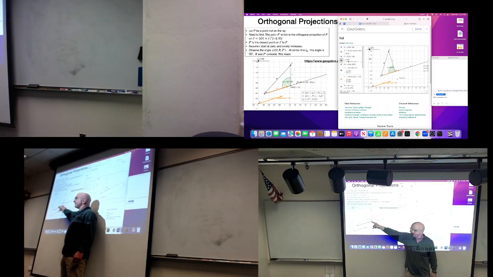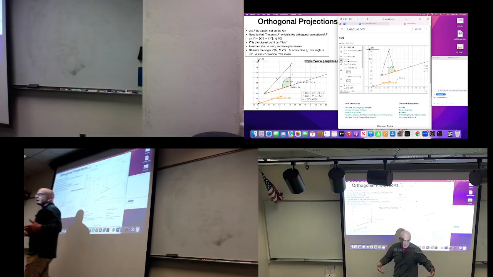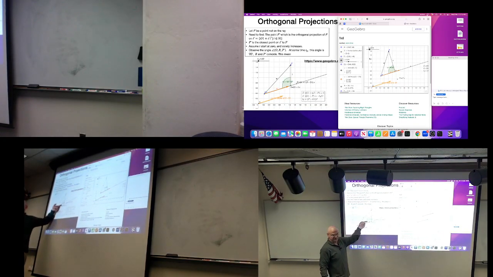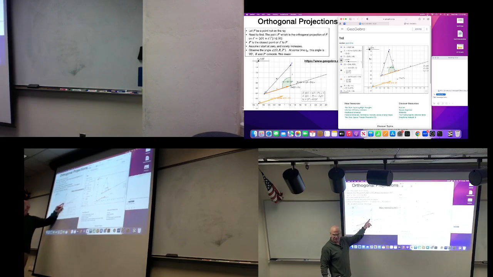And then I can find the exact time via just taking O1 plus T0 times V. So that's the orthogonal projection. You'll use it a lot in homework too.